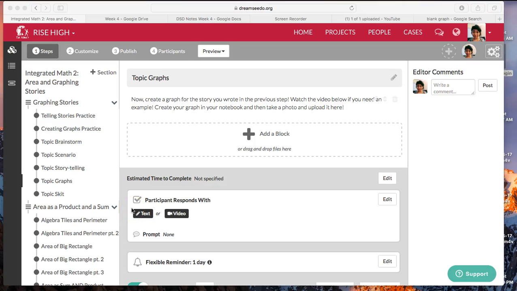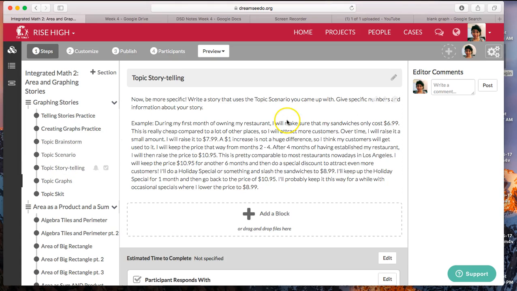All right, so in this section of this challenge, you are going to go ahead and create a graph for the story you wrote for your topic. So, for example, my story was about the price of the sandwiches in my restaurant, right? At first, my price was a certain price, then I increased it, then I decreased it, and all these things happened to the price of my sandwiches. So, I'm actually going to graph what happens to my sandwich prices over time.